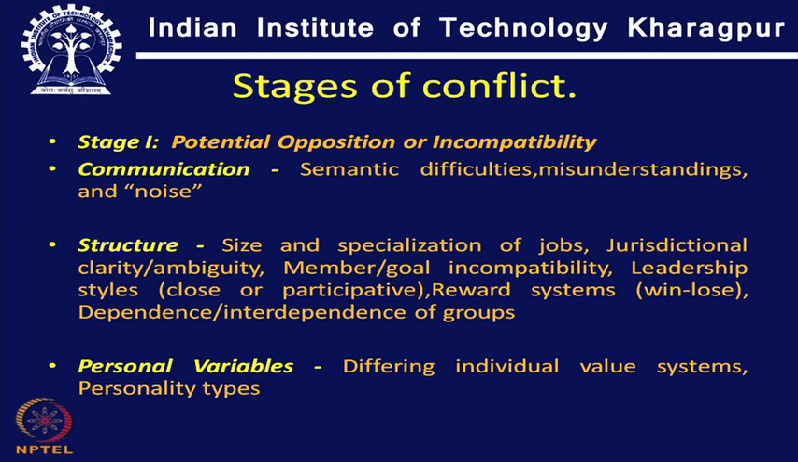Next in this are the personal variables, like different individual value systems and personality types. All these factors may create a potential opposition or incompatibility. So at this stage we do not recognize these as conflicts, but these are potential sources of conflict. Now, what changes this potential stage into the actual conflict stage?